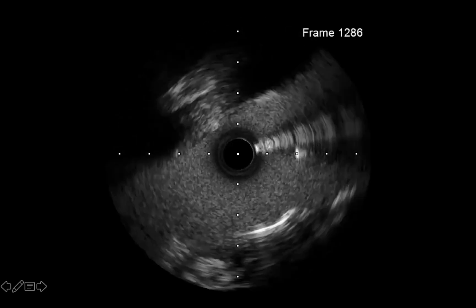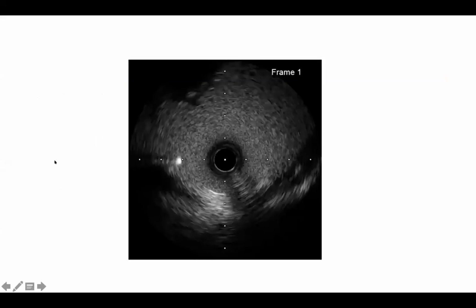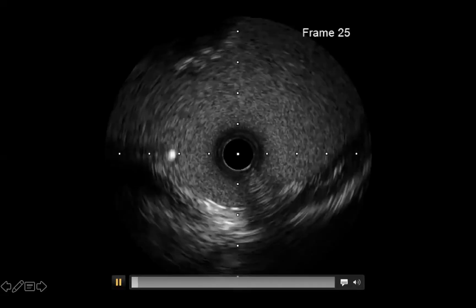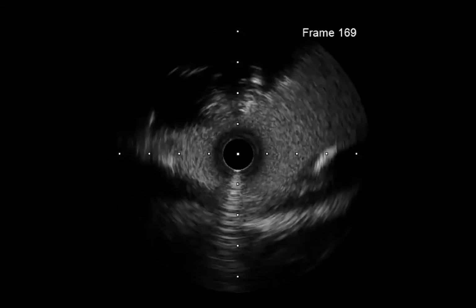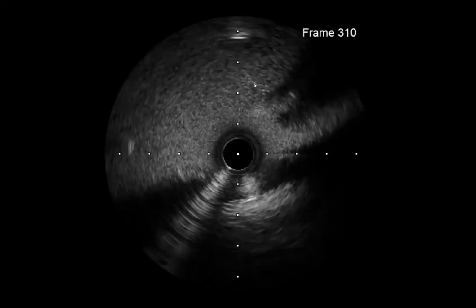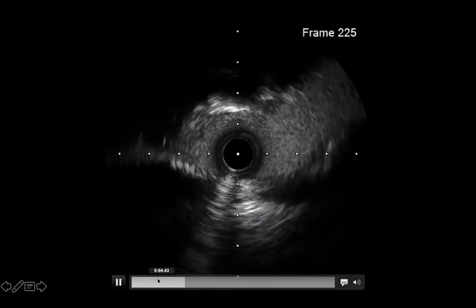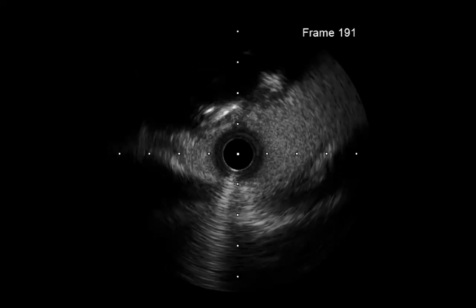And I'm going to play another IVUS run from the same time. So this is starting again from the distal left main, and you can see that as it comes towards the mid of the left main, and I'll just pause it, bring it back and pause it. Over there, it looks very tight, and it appears there's suggestion of a possible calcific nodule at 11 o'clock.